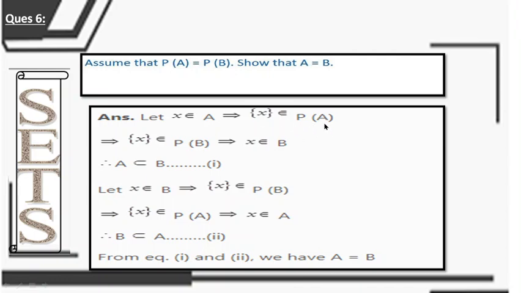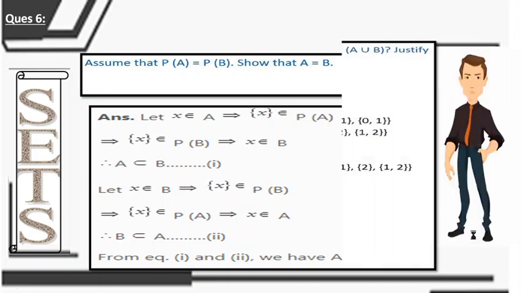If it belongs to the power set of A, definitely it belongs to the power set of B as well, because they both are equal. And if this belongs to the power set of B, it means x is an element of set B. If x is an element of set A and it is an element of set B as well, we have proved that set A is a subset of B. Same way we will prove B is also a subset of A. If A is a subset of B and B is a subset of A, it means both the sets are equal. That's what we have seen even in the last video.